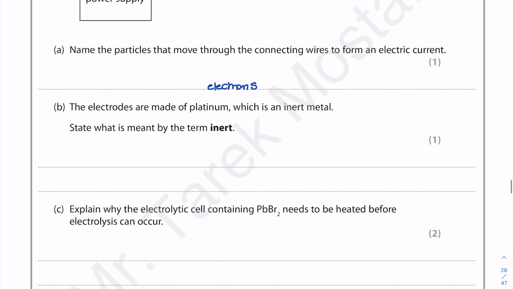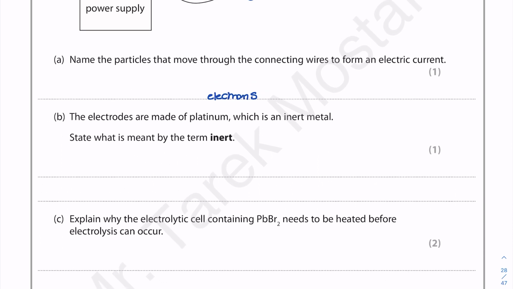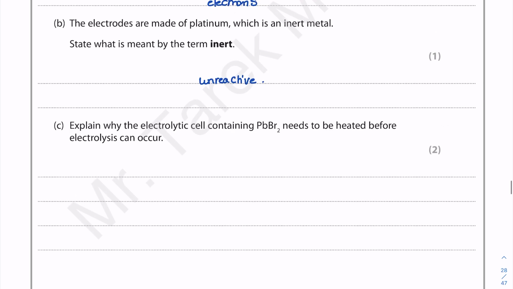The electrodes are made of platinum which is inert. What is meant by كلمة inert؟ inert معناه ان هو unreactive يعني doesn't react. Explain why electrolysis cell أو electrolytic cell containing lead bromide needs to be heated before electrolysis can occur. عشان solid lead bromide PbBr2 doesn't conduct electricity since there are no free moving ions.